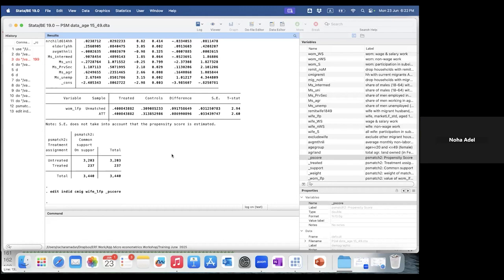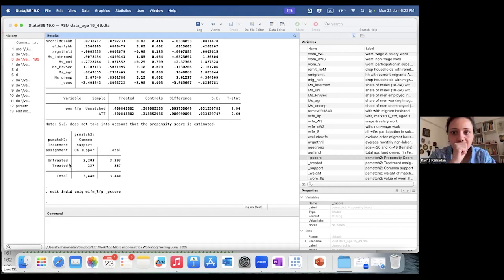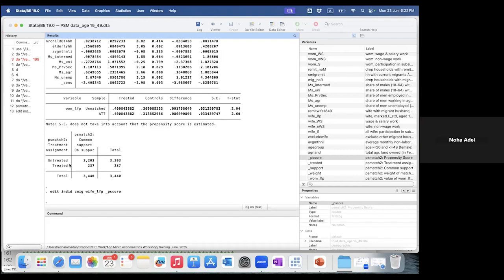Okay, so in the last table, it says that the number of treated is 237, while the number of untreated, or the control in our case, is more than 3K. So is there anything that says that this sample is actually balanced, to have a real comparison between treated and untreated in this case?